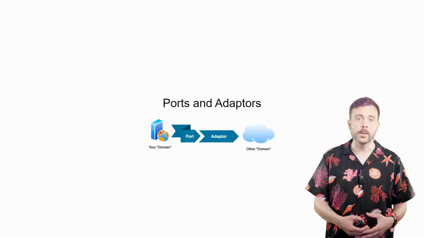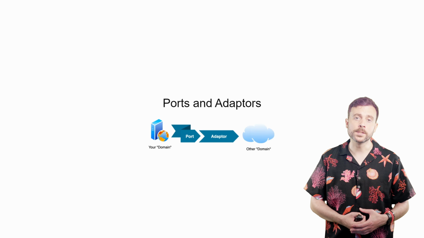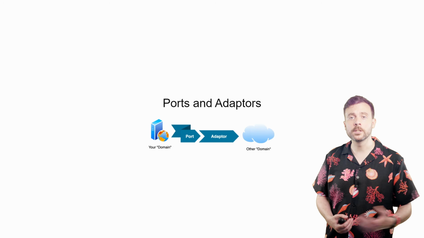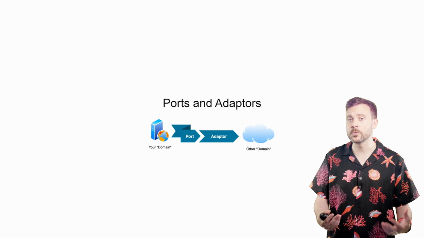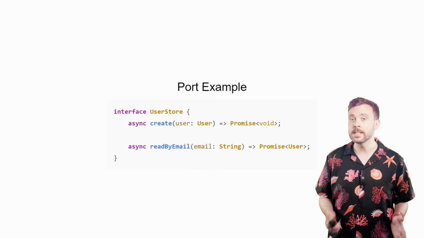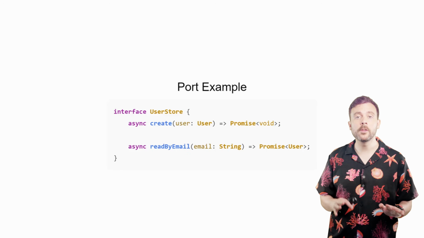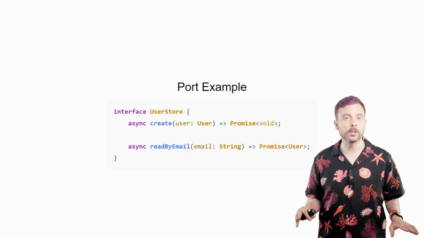The adapter deals with, given this port, how do I actually achieve what I wanted to do? If I want to get a user from a Postgres database, how do I do that? So let's do a little example. We'll make our user store an interface instead of an actual class. So this is otherwise exactly the same. I've just removed all the logic.